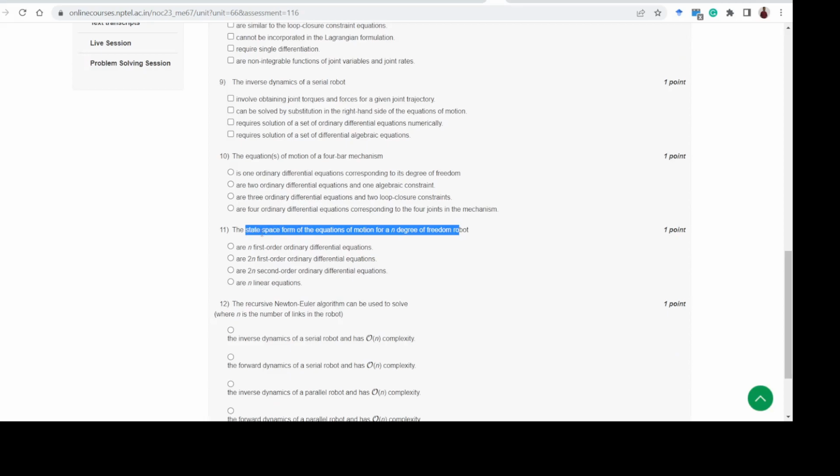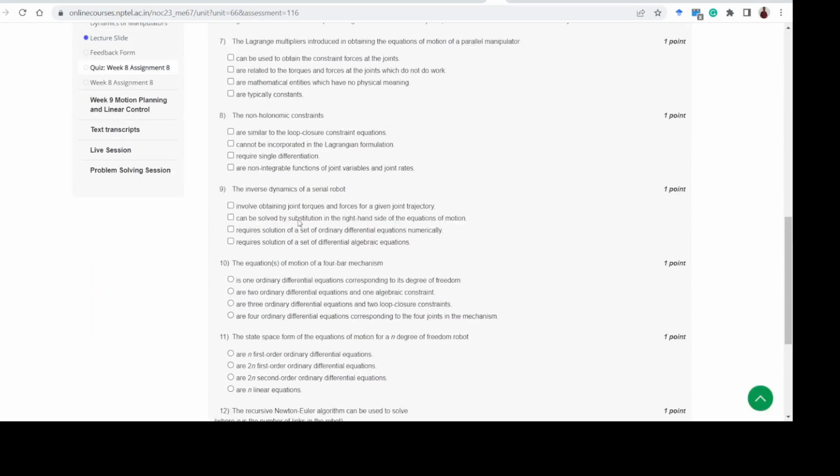And the state space. The size of your state space depends on the choice of coordinates. If you have n coordinates, then the state space consists of those n coordinates and the rate of change of each of them. So essentially, you have n plus n, basically 2n variables, and there will be 2n first order differential equations. When you convert any equation into state space form, for any dynamic system, it will convert to 2n first order ordinary differential equations.